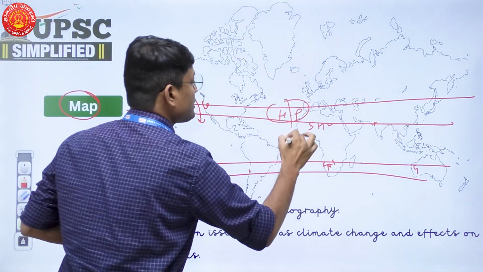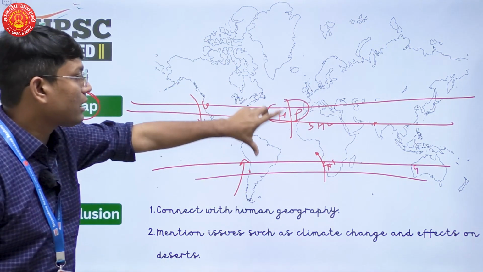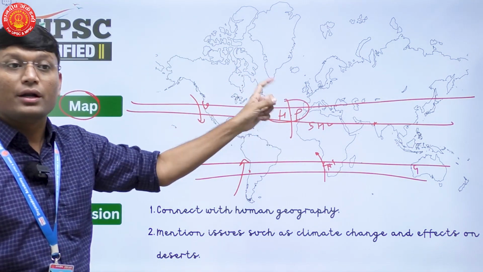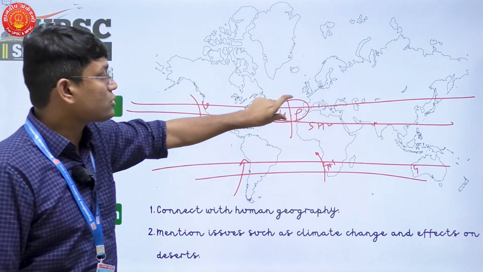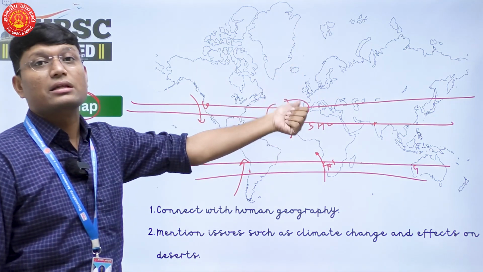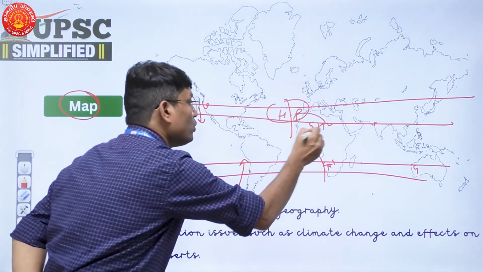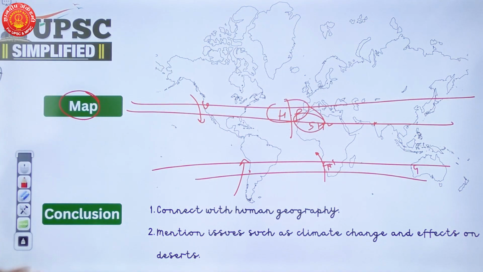Also show cold currents on these particular margins. See, there are cold currents, and the result of cold currents is what? During winter there will be no precipitation. During summer, because of the high pressure belt, there is no precipitation. During winter, because of cold currents, there is no precipitation. That is how on the western margins of the continent, desert formation is taking place. That is something you are supposed to write in the map.